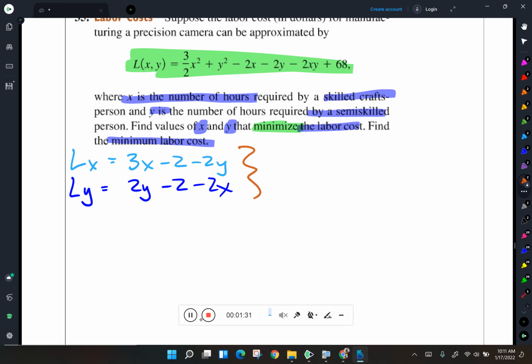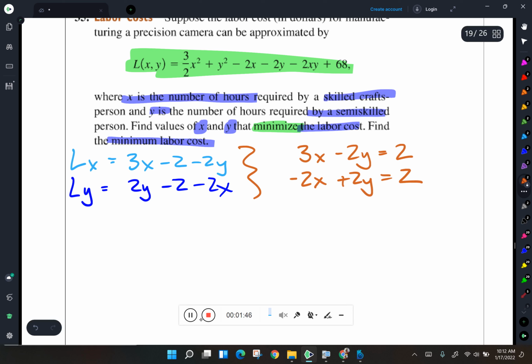So then I've got, what is that first one? 3x minus 2y is equal to 2. Take that 2 and move it to the right when you set it equal to 0. The second one is going to be negative 2x plus 2y equals 2. And it looks like this thing is perfect for substitution, or I'm sorry, elimination. So I'll just add those two together. That's going to give me x equals 4. And then I'll do some back substitution. I'll put it into, I don't know, the second equation to make that one work.